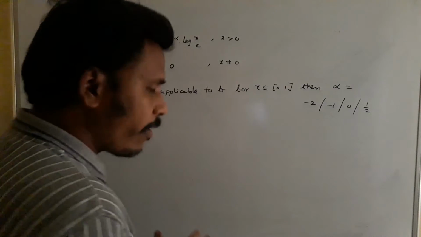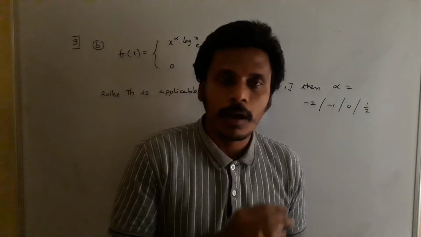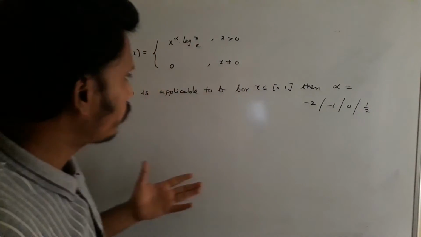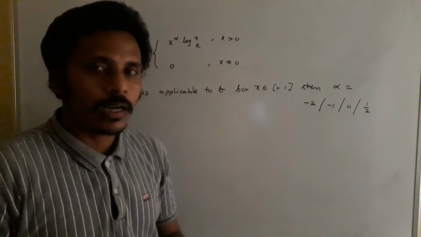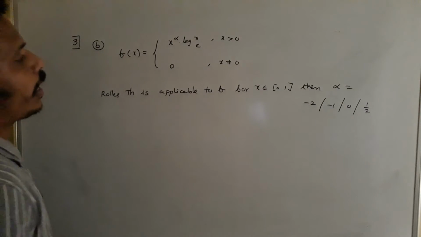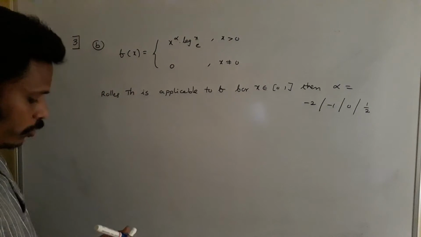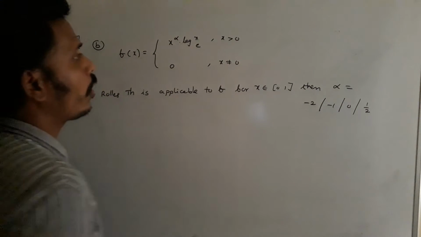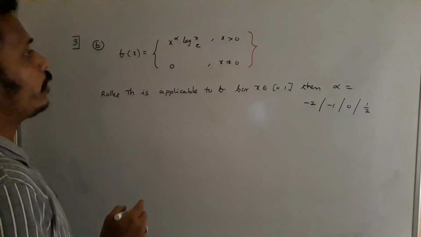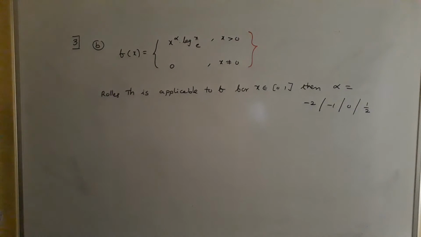As a part of mean value theorems in the last class, we learnt about the statement of Rolle's theorem and some simple problems related to Rolle's theorem. And this is the problem which I gave you in the last class, and now I am going to discuss it in this class. See, this is the function f of x, and the definition of the function is this: x power alpha log x base e for x greater than 0, whereas its definition is 0 if x equals 0.